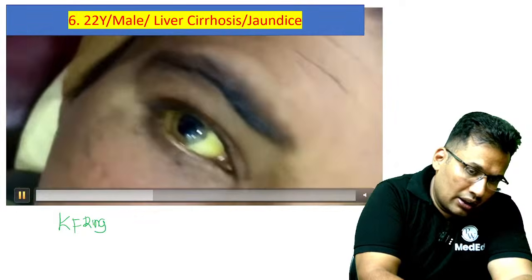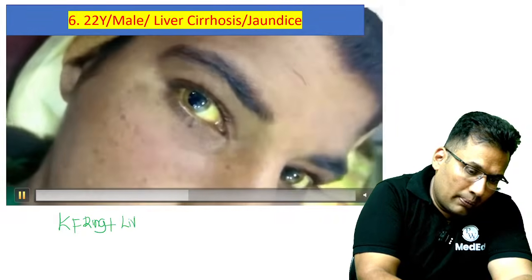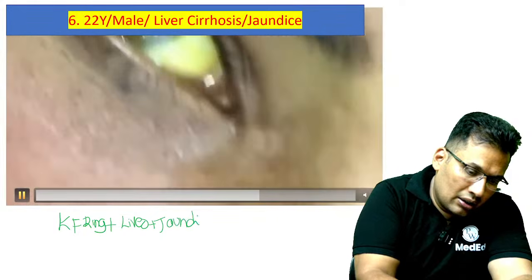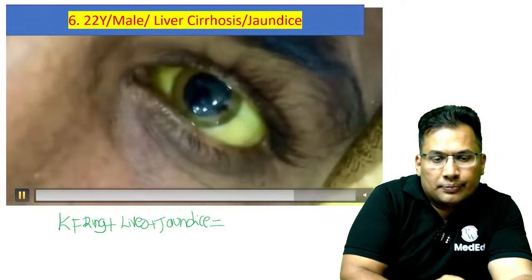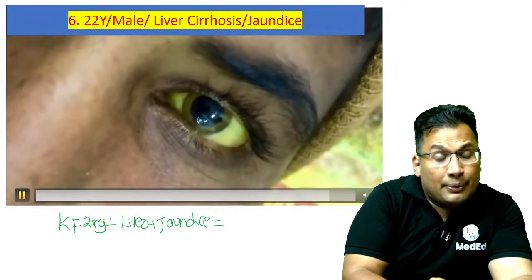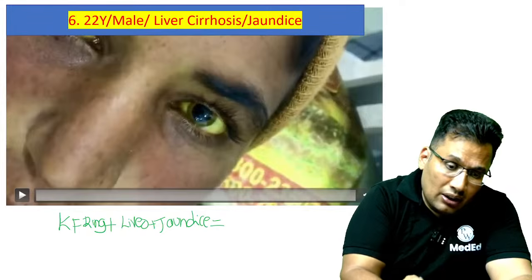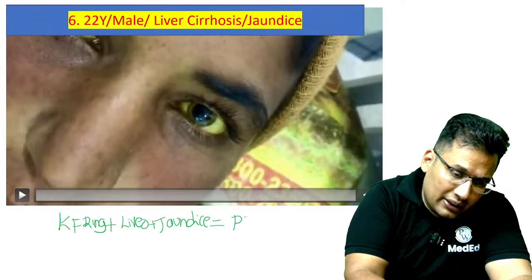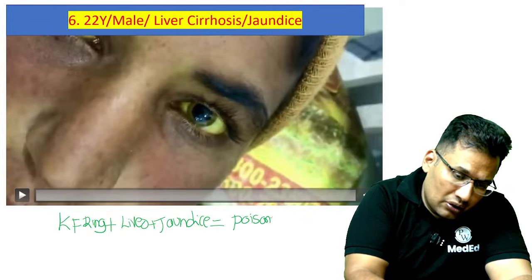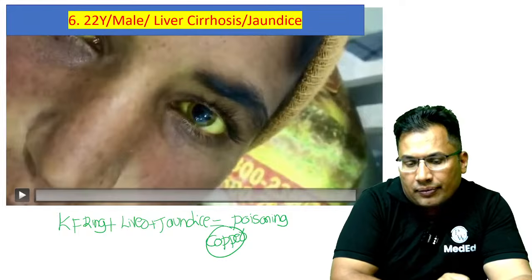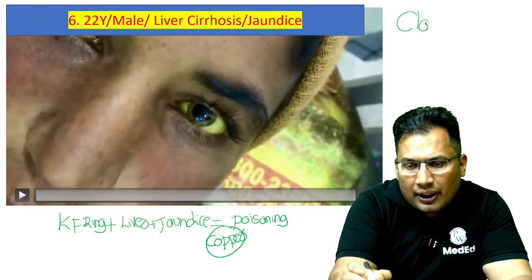Point number 1, liver problem है, jaundice है, non-alcoholic है, can be a genetic condition also, can be Wilson disease also. Okay? My question is, what is the poisoning in this condition? This is acute poisoning of copper. Copper poison, we see Clapton line also.